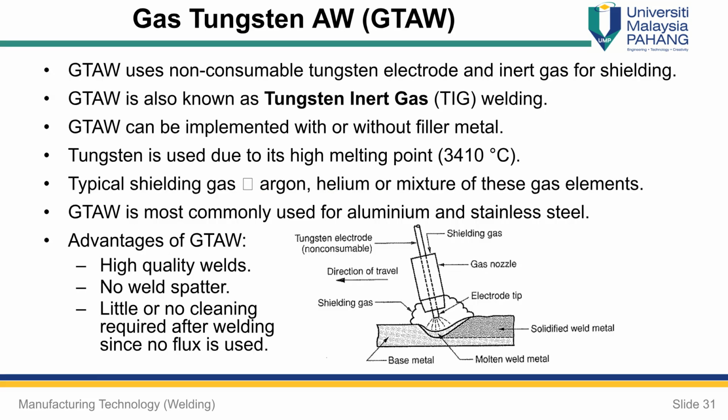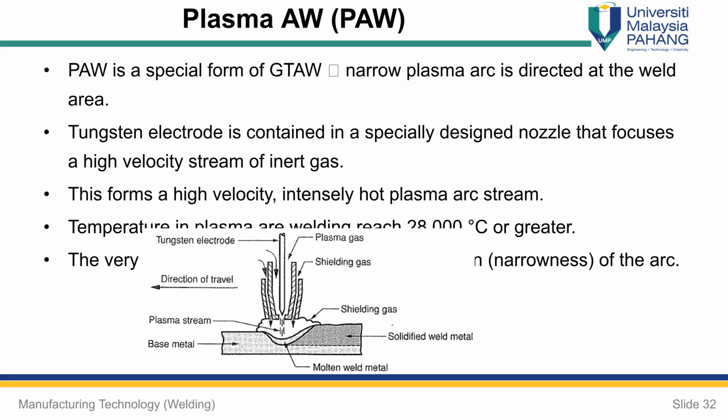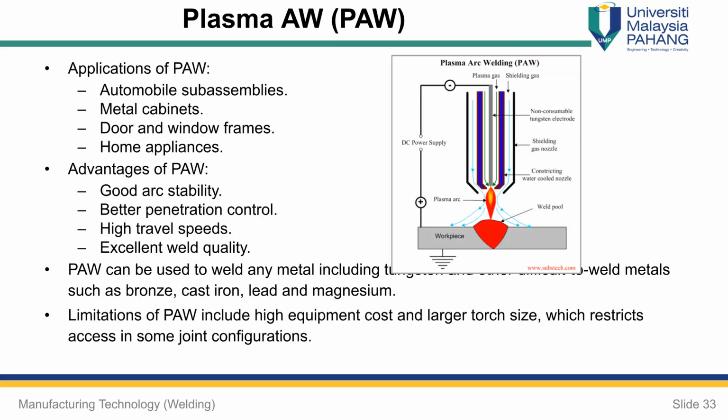Gas Tungsten Arc Welding, or GTAW, uses a non-consumable tungsten electrode and an inert gas for shielding. It's also known as tungsten inert gas, or TIG welding. GTAW can be performed with or without filler metal. Tungsten is preferred due to its high melting point. Typical shielding gases include argon, helium, or a mixture of both.